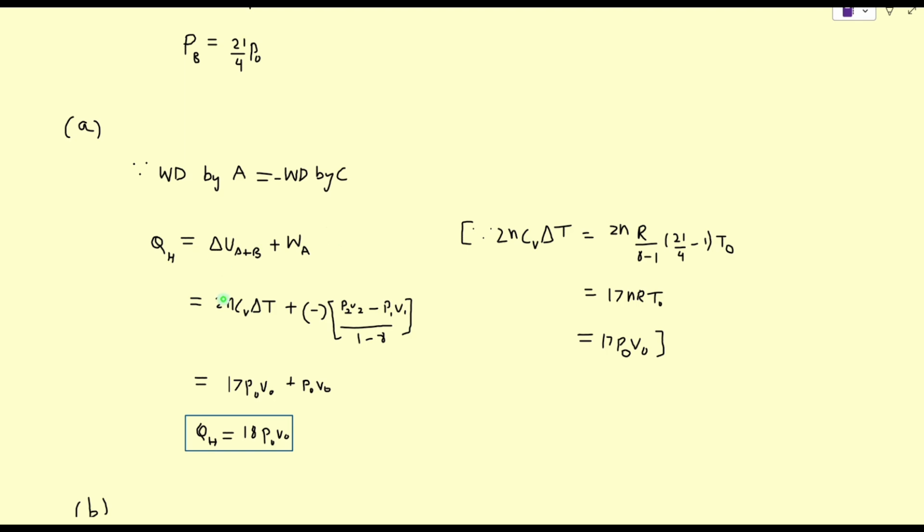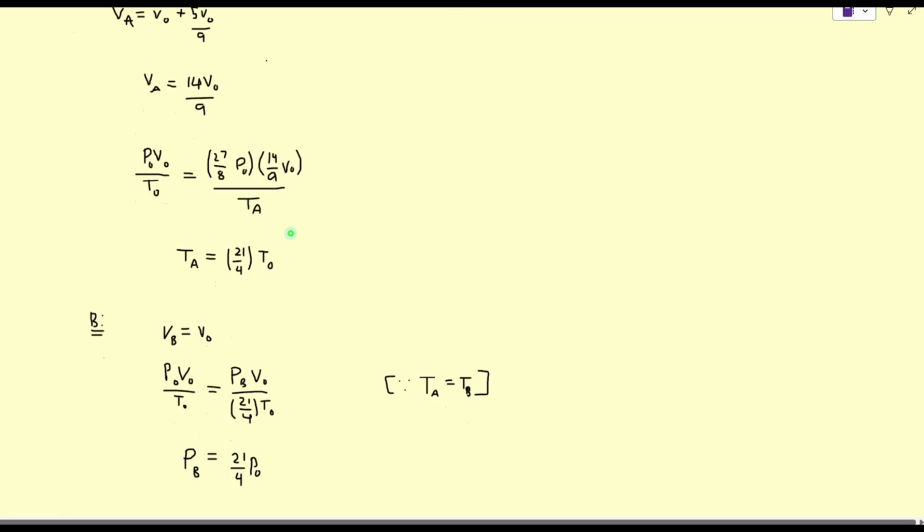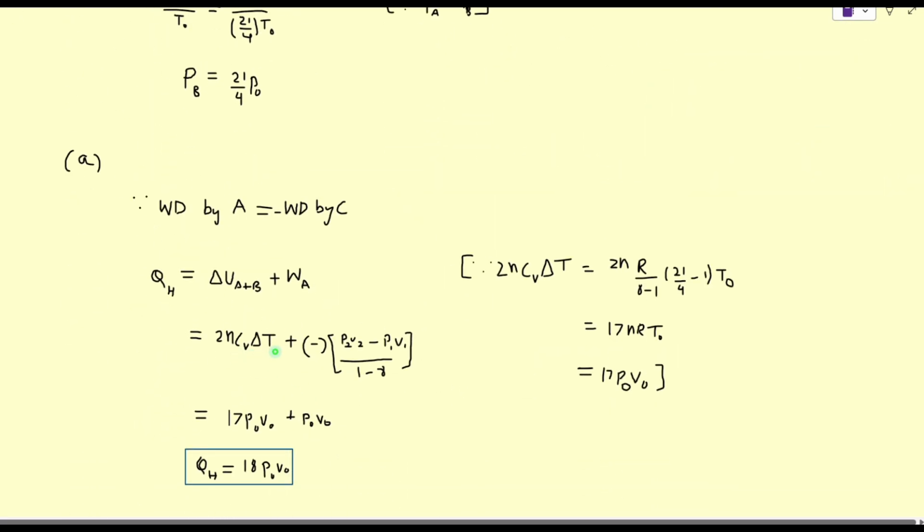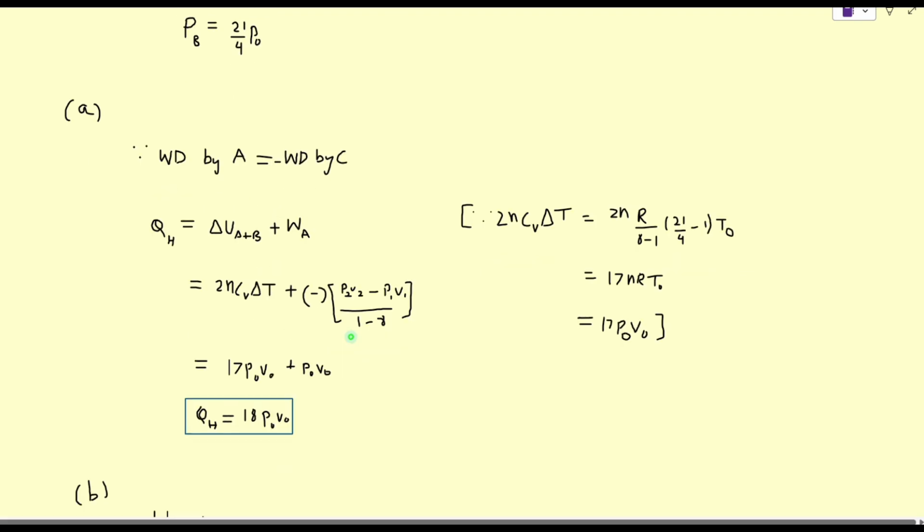Alright, so I considered 2 moles here: 1 mole in compartment A and another mole in compartment B, with delta T. Here work done by A equals minus work done on C, so I wrote minus of work done by C here. After substituting the values and simplifying, the heat given by the heater is 18 times P0 V0.